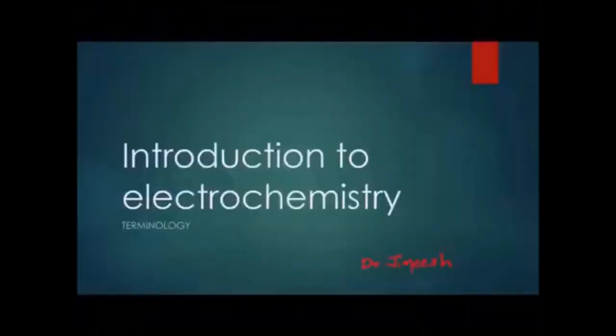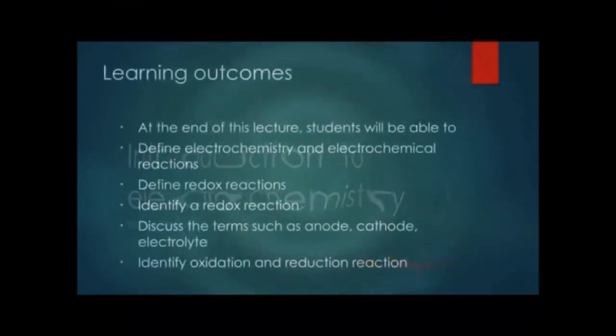Welcome to the second lecture of the course Engineering Chemistry. Today we will study about the terminologies associated with electrochemistry. Learning outcomes from this lecture. At the end of the lecture, students will be able to define electrochemistry and electrochemical reactions. You will be able to define redox reaction. You will be able to identify oxidation and reduction. You will be able to discuss the terms such as anode, cathode, and electrolyte.